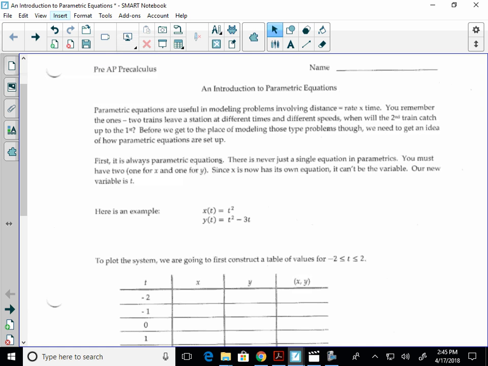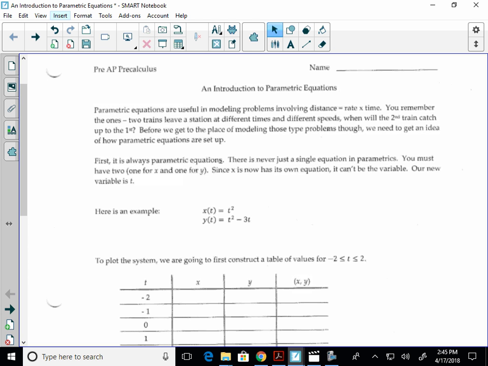Parametrics. Parametrics are used for different things, but one thing that we can use parametrics for in pre-calc is to graph ellipses, hyperbolas, and sideways parabolas. We can't do that when we're just dealing with functions, right? You can't graph those on your graphing calculator. But when we get into parametrics, we can graph those kinds of equations.